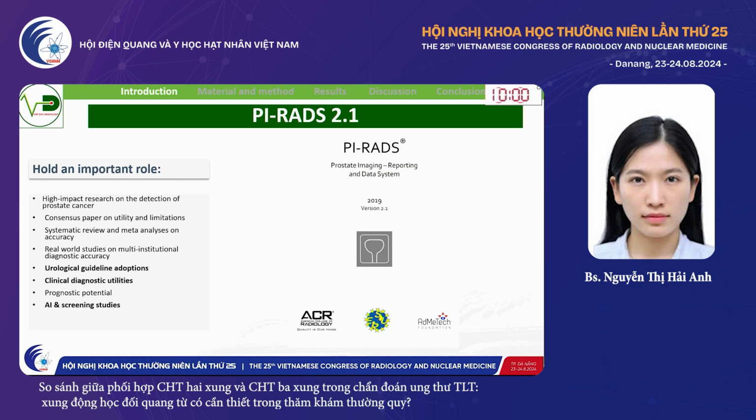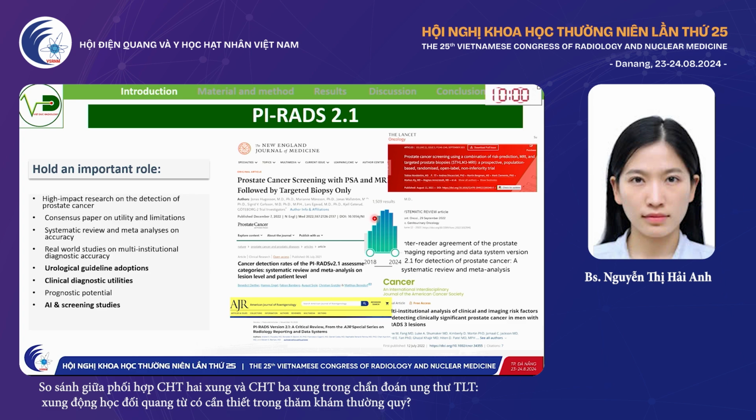PI-RADS is a system used to classify the risk of prostate cancer on MRI, which is well known among both radiologists and urologists, especially version 2.1. Over time, it has shown high impact throughout numerous studies, and is widely applied in clinical diagnosis and especially in urological guidelines.